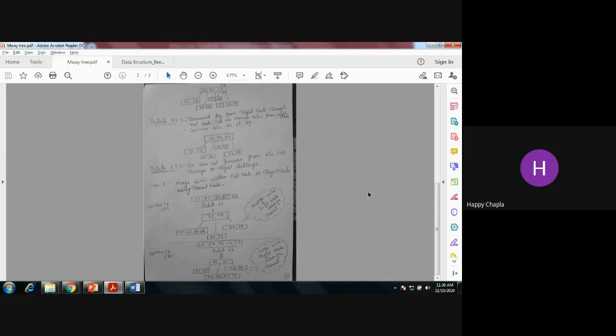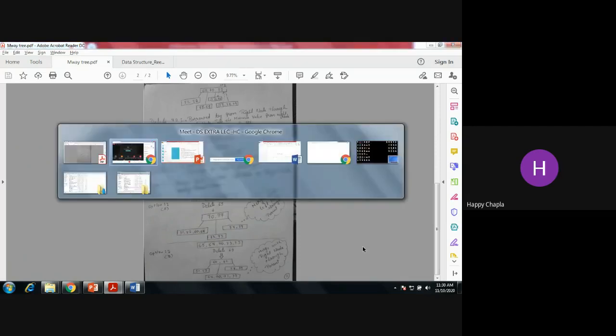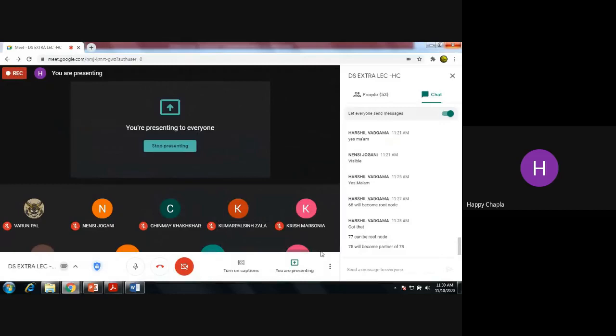Okay. Now we have case number 3 also. That case we'll discuss in the next session. This is something related to the merging of two nodes. Okay. Can it be the root node? Yes. 75 will become the partner of 73.